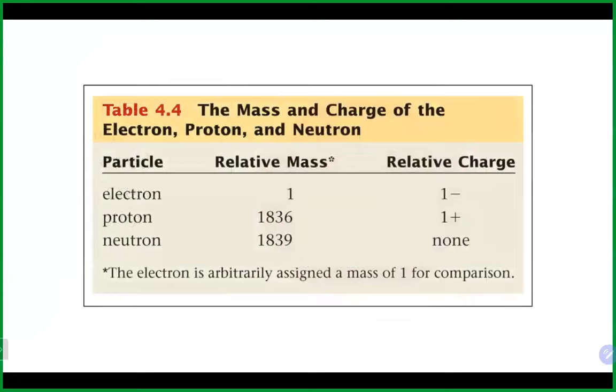Here are the relative sizes versus an electron, and we can see these particles are much, much heavier than any electron.